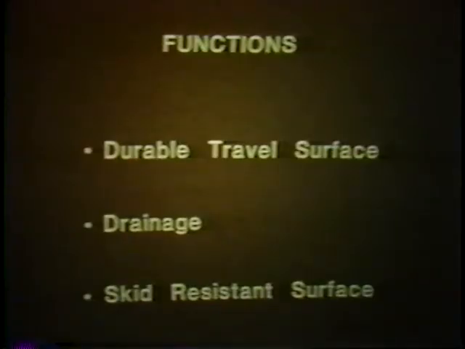For the pavement to serve as a functional surface for moving vehicles, it must provide: 1. A durable travel surface that will withstand the repeated wheel loads of vehicles. 2. Adequate drainage, including removing water from the travel surface and from the lower portions of the pavement thickness so that the structural strength of the base is not weakened. And 3. A skid-resistant travel surface that will allow sufficient friction for expected traffic operations. We're concerned primarily with the last point, a skid-resistant surface.